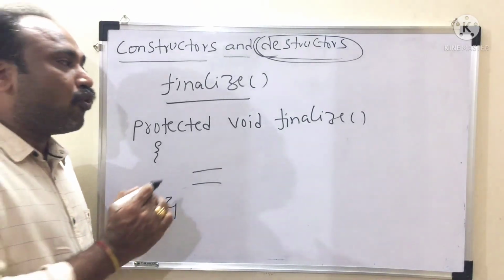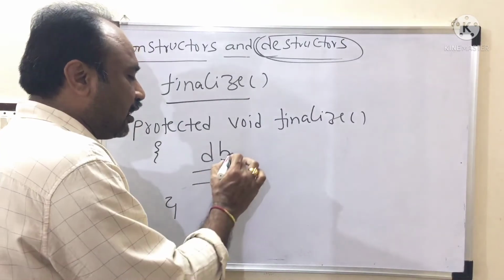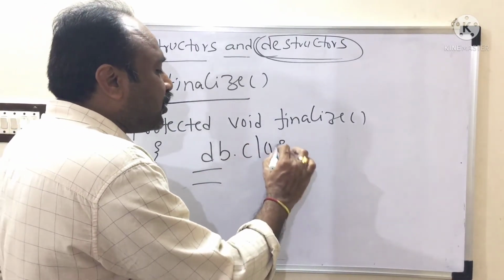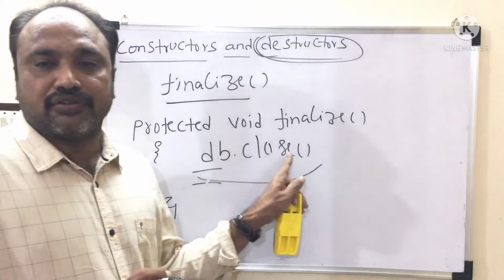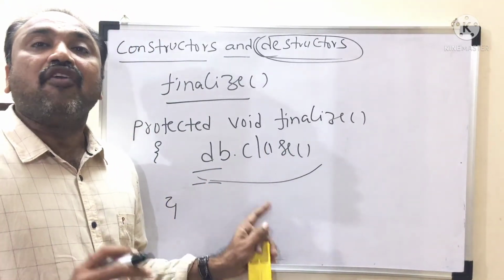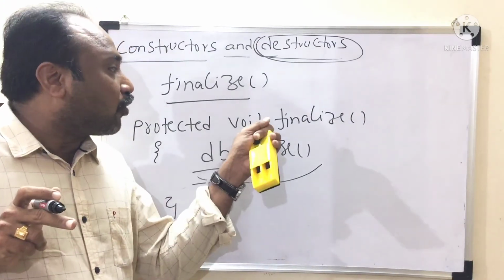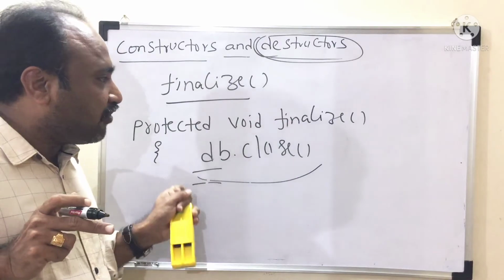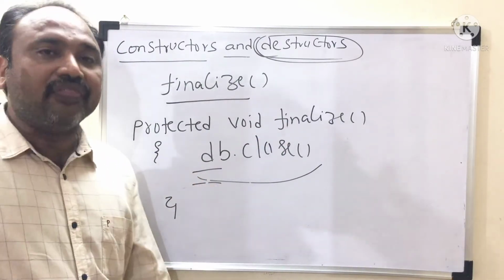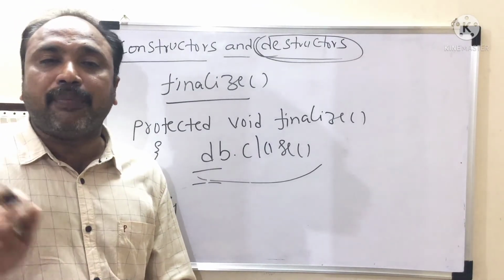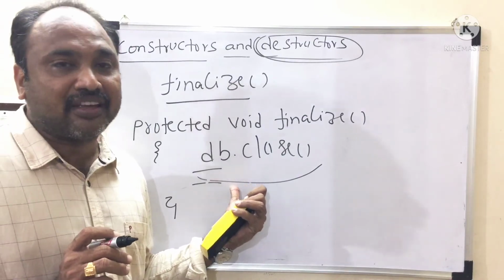For example, I am going to access a database named DB. Before deleting the object, I have to close the database connection. Write db.close. If you write it here, when garbage collection is going to remove our object, the code which we have written in the finalize method is executed first, and only after executing this code will those objects be removed. That's why we have to use the finalize method.